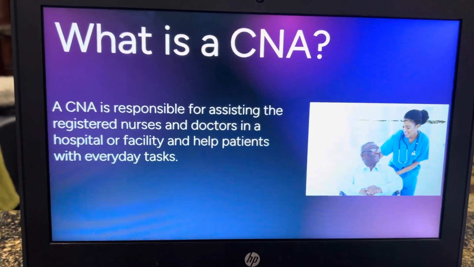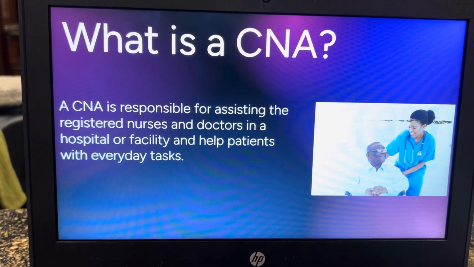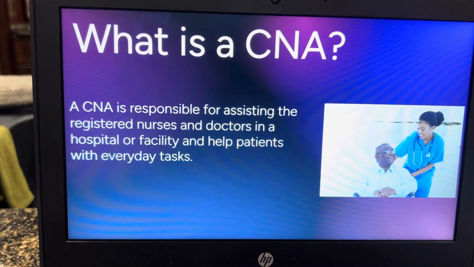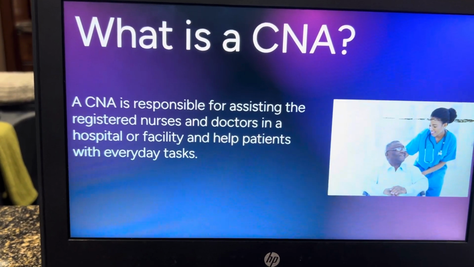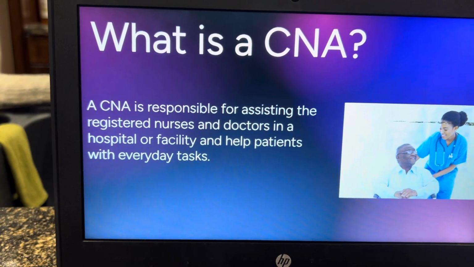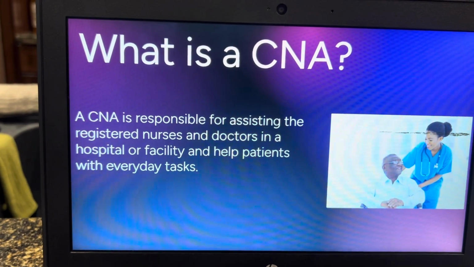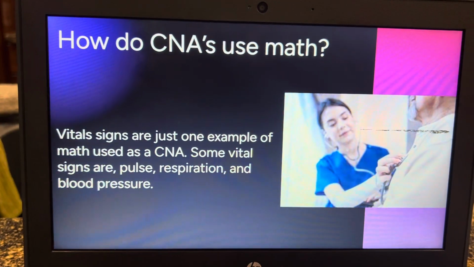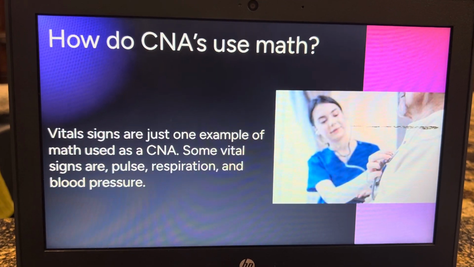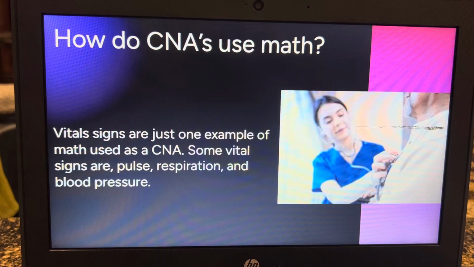What is a CNA? A CNA is responsible for assisting nurses and doctors, usually in a hospital or facility. They help patients with everyday tasks like bathing, changing, walking, using the restroom, eating, etc. How do CNAs use math? CNAs use math in almost every task that they do.